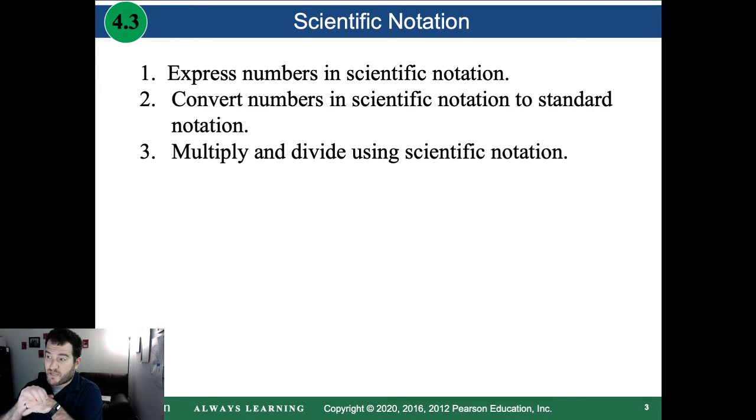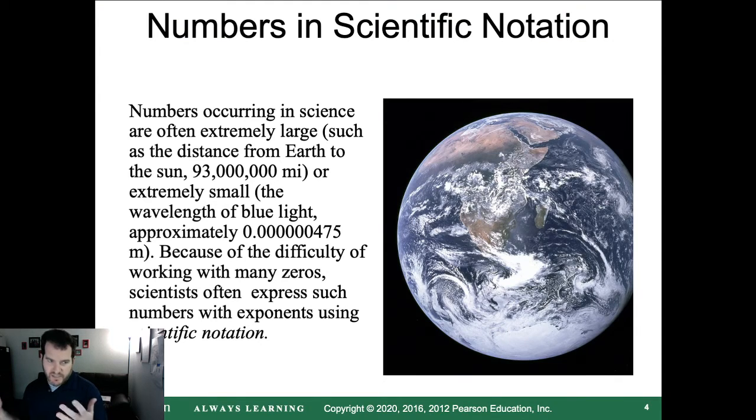What is scientific notation? So we're going to talk about that. We're going to talk about going from numbers to scientific notation and also from scientific notation to numbers. And then we're going to end by multiplying and dividing using scientific notation, which is kind of just a continuation of all the exponent stuff that we've already been doing. So what is scientific notation?